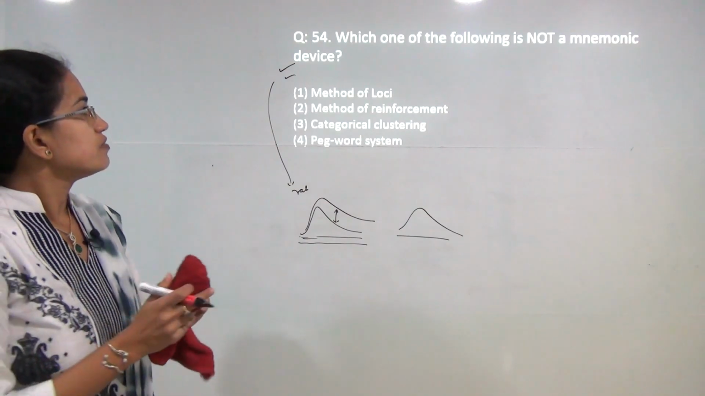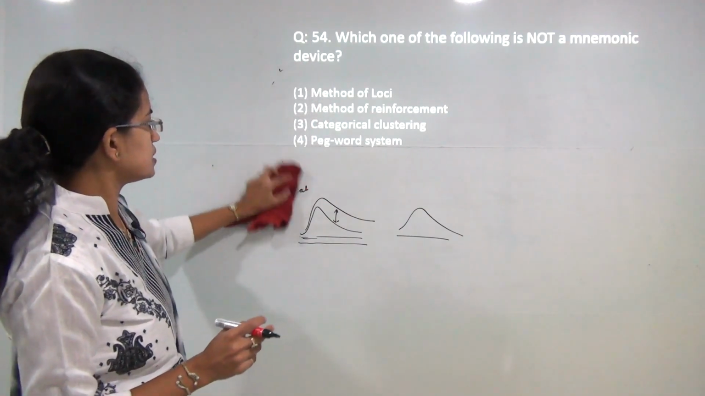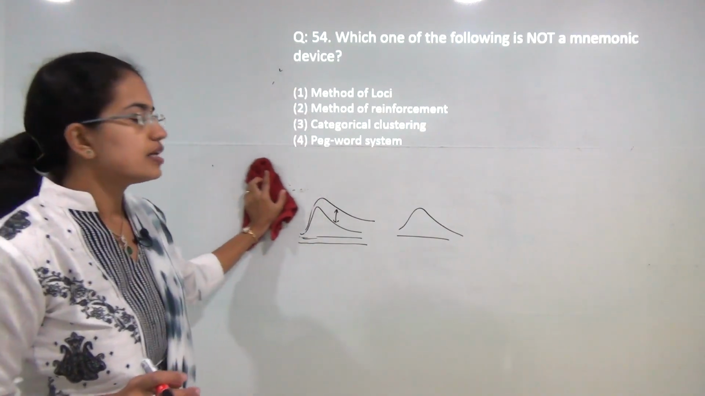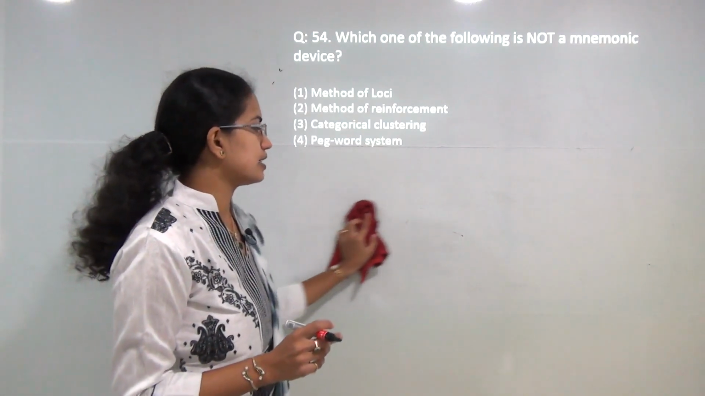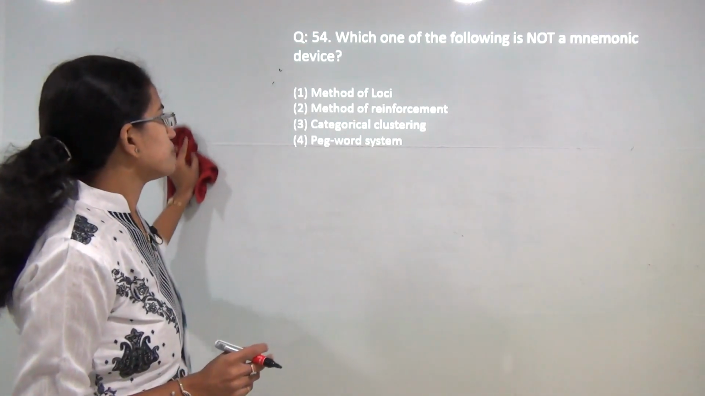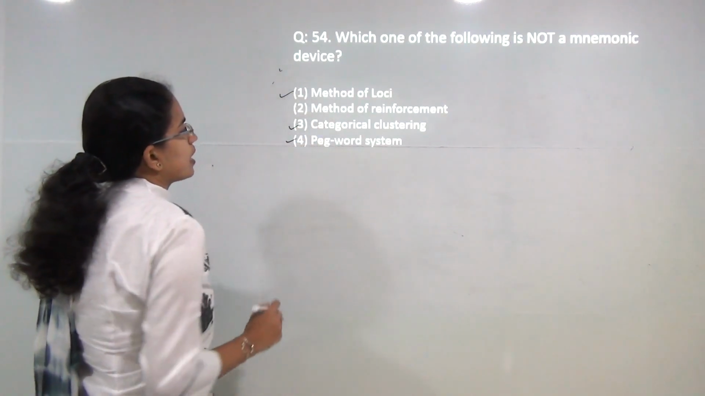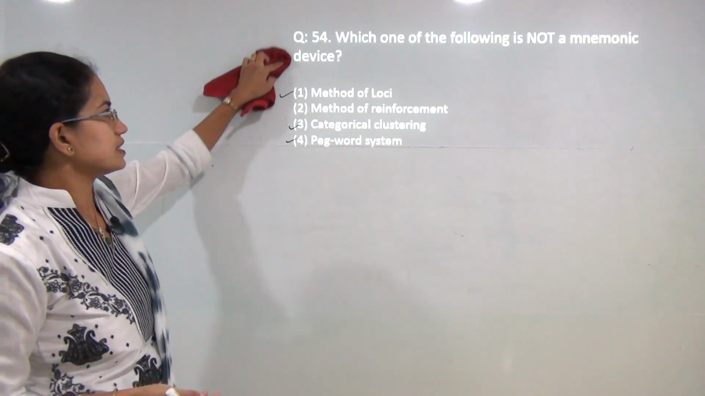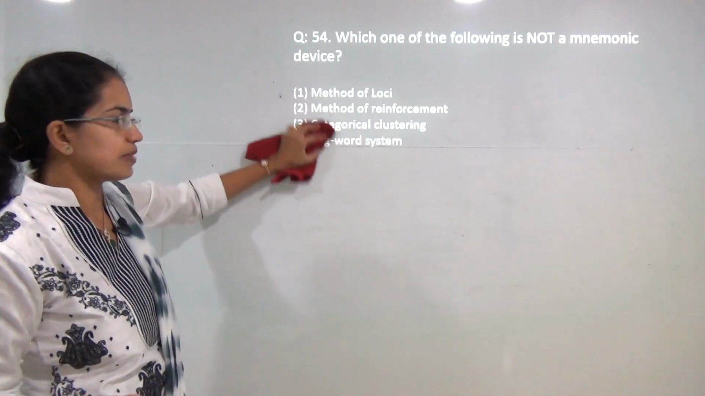Next question. Which of the following is not a method of mnemonic device? Mnemonic device means a method to remember, or a method that helps you learn concepts much quicker and retain them for a longer time. So method of loci, categorical clustering and peg words are all examples of mnemonic devices. We'll cover this in detail when we talk about the chapter on memory.